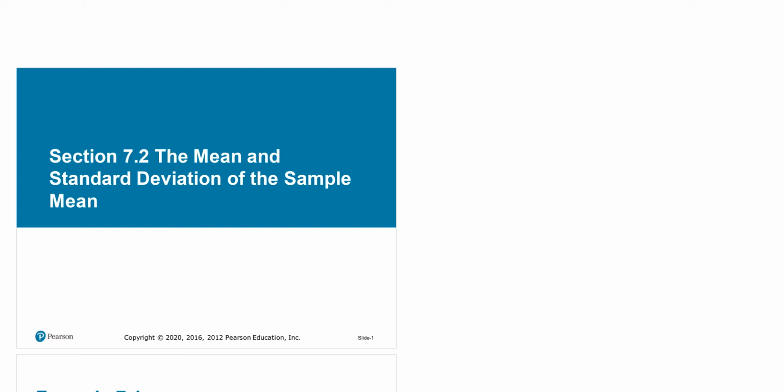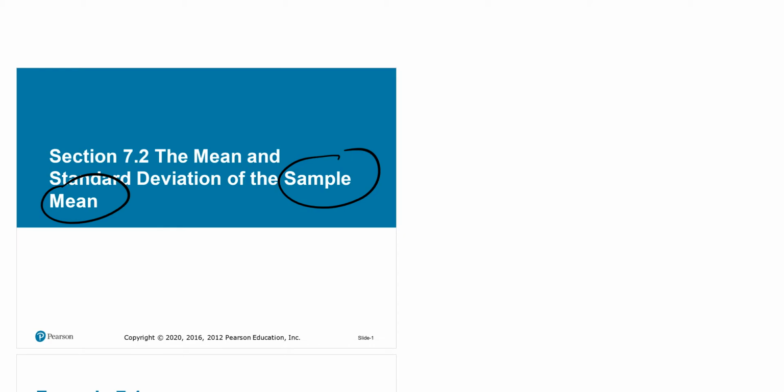Section 7.2, the mean and standard deviation of the sample mean. What we learned in the previous section is how we found several means from one sample. Like we paired them, or we take 3 at a time and then find the mean for each group. And here what we're going to do is find the mean and standard deviation.